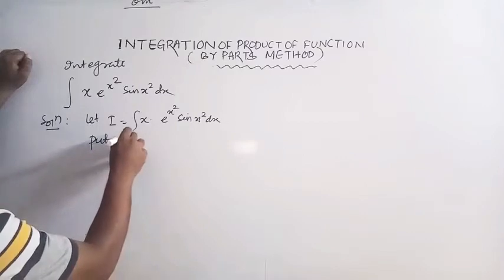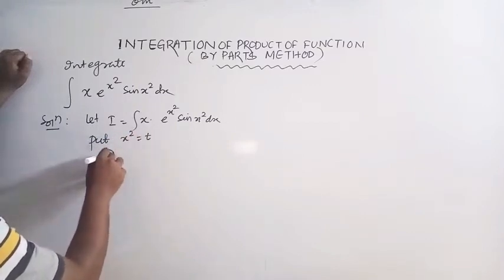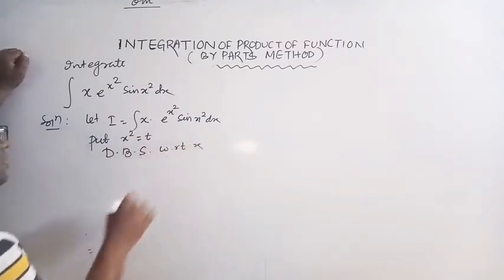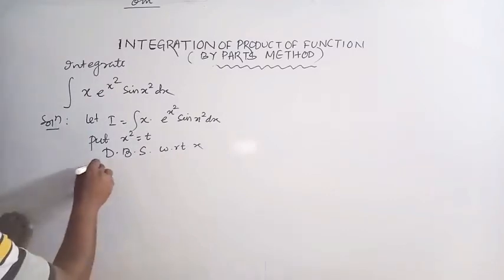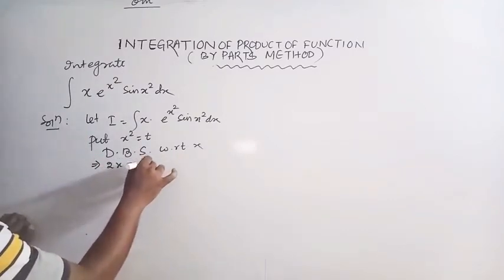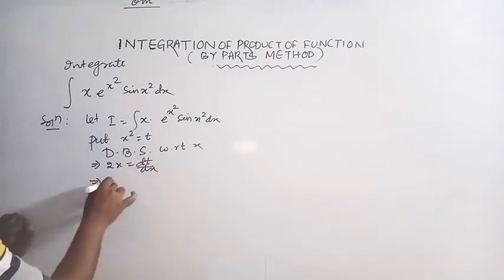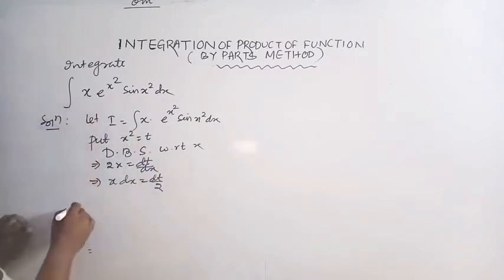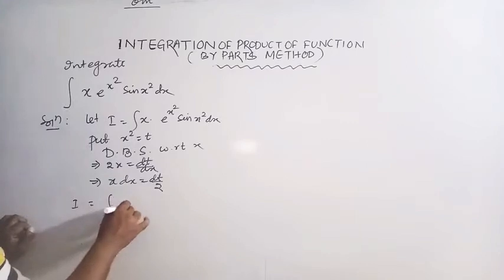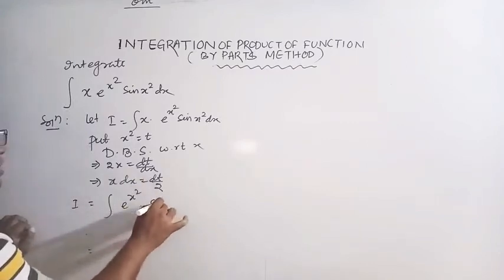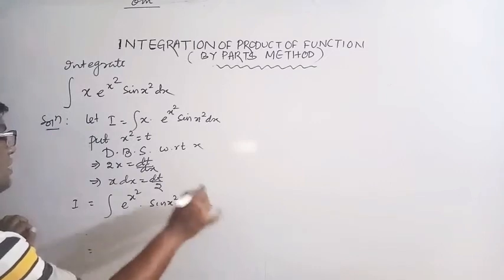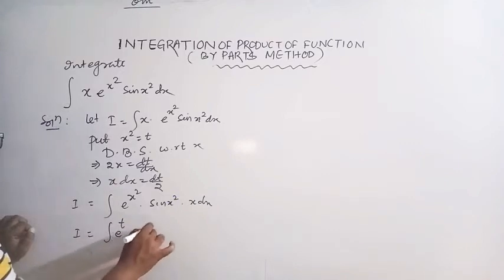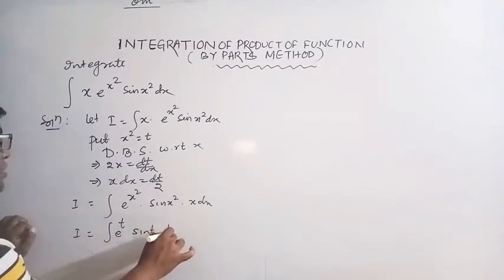Put x square is equal to t. Differentiate both sides with respect to x. So 2x is equal to dt by dx. So x dx is equal to dt by 2. Now the above integration I is equal to e to the x square into sin x square into x dx. So I is equal to e to the power t sin t into dt by 2.